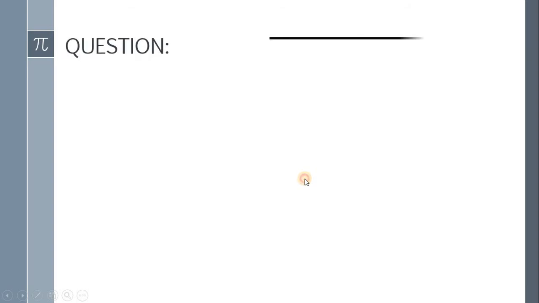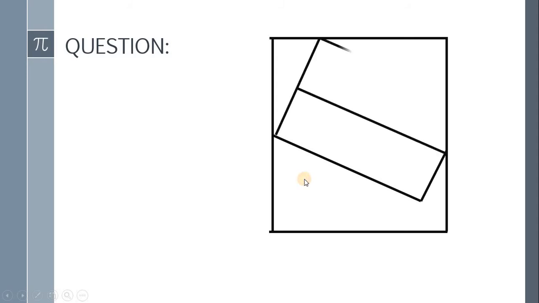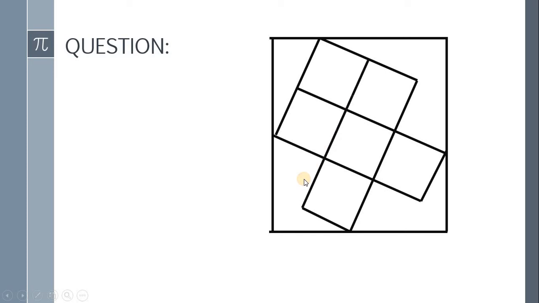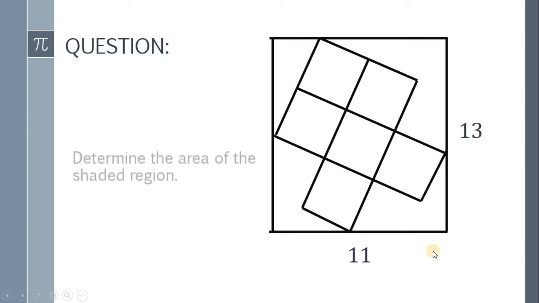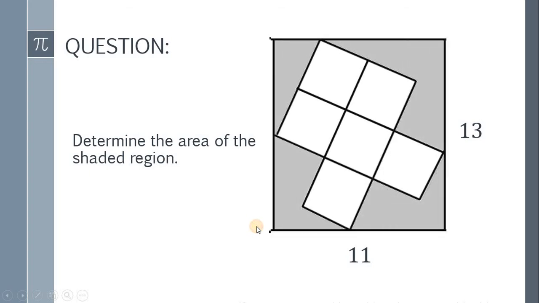Here's the question. We have a rectangle and we have a bunch of squares inside the rectangle, like this. One side of the rectangle is 11 units and the other is 13 units. And the question is, determine the area of the shaded region. Now, if you want to try this problem, just pause this video, and if you're ready, here's the solution.